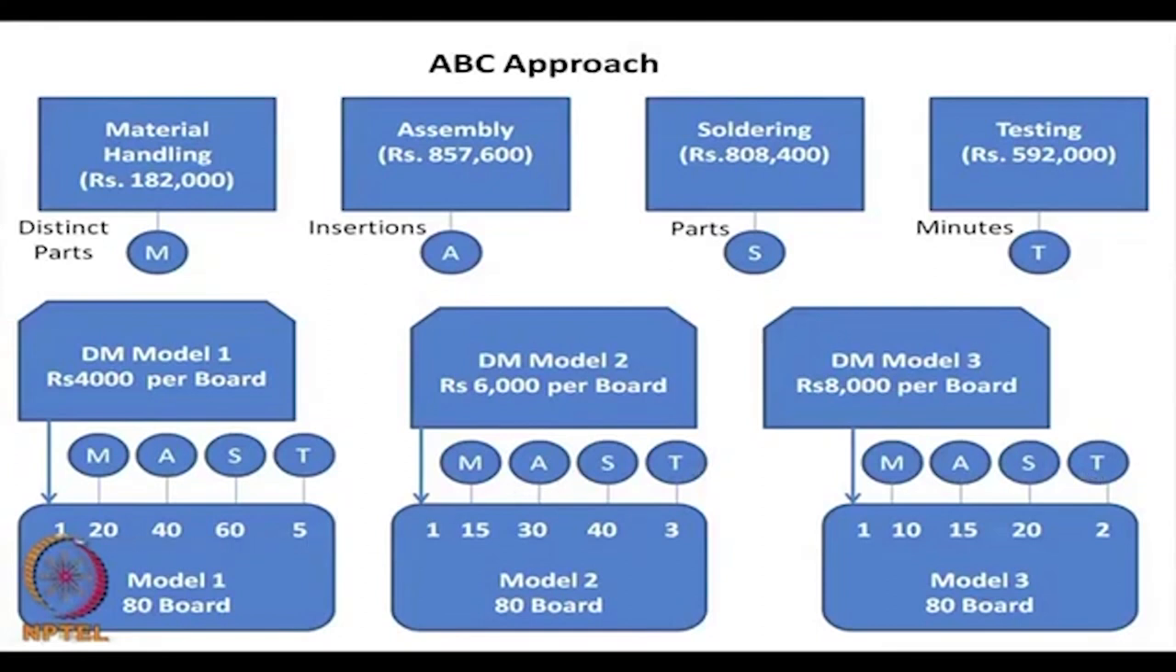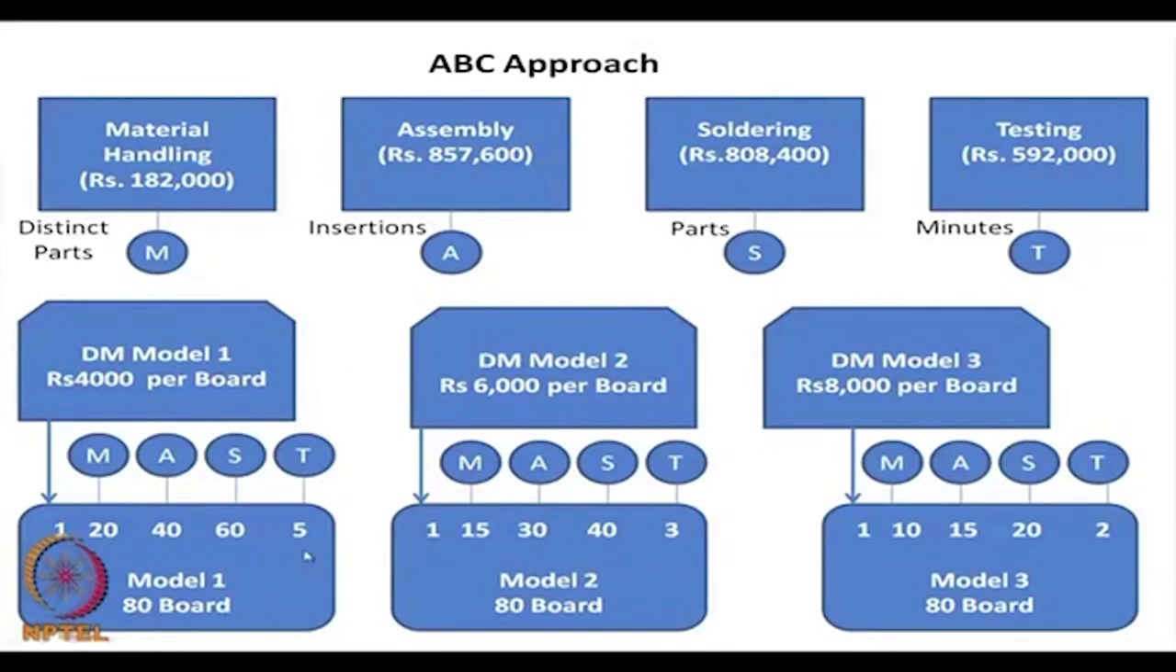And as you can remember, these 1, 20, 40, 60, 5, etcetera, are all resource consuming rates. That is, one board of model 1 requires 20 distinct parts to be handled by material handling, 40 insertions to be made in assembly, 60 parts to be soldered, and 5 parts to be tested, and one, that is, there is a 1-to-1 relationship. That means one model requires rupees 4000 per board. That is the meaning of one. So, similar interpretations are made here and here and here.